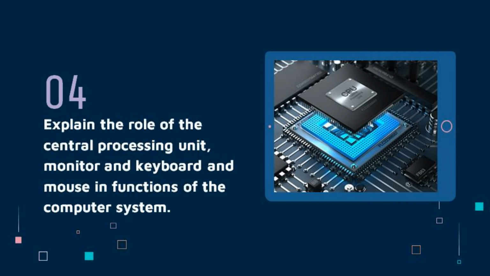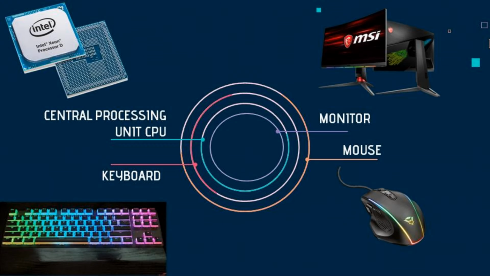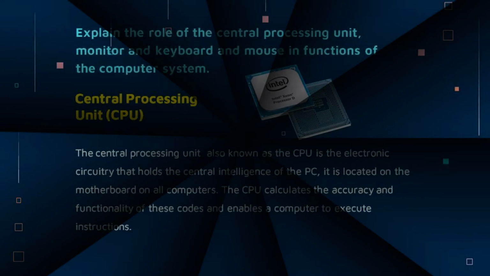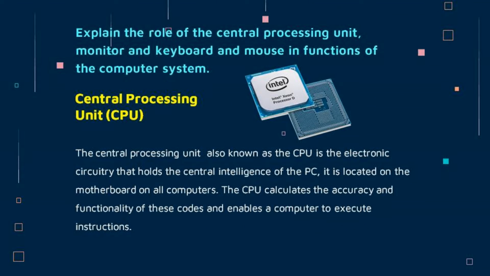Number 4. Explain the role of the central processing unit, monitor, keyboard, and mouse in functions of the computer system. The central processing unit, also known as the CPU, is the electronic circuitry that holds the central intelligence of the PC. It is located on the motherboard on all computers. The CPU calculates the accuracy and functionality of these codes and enables a computer to execute instructions.